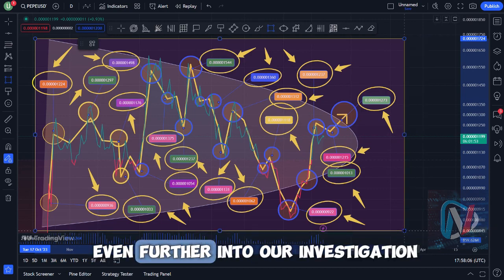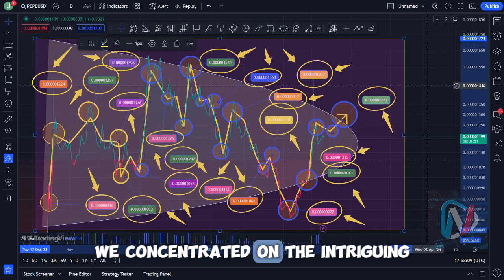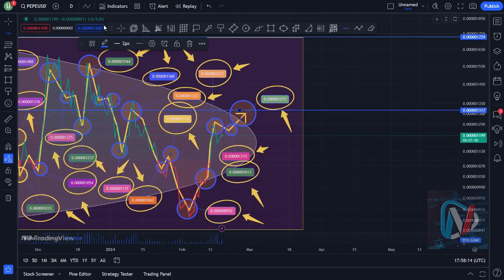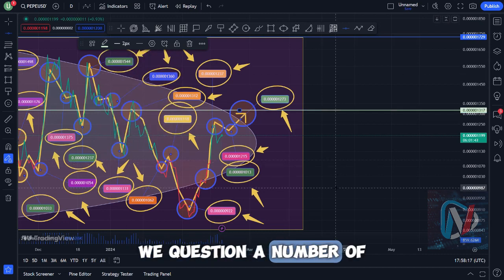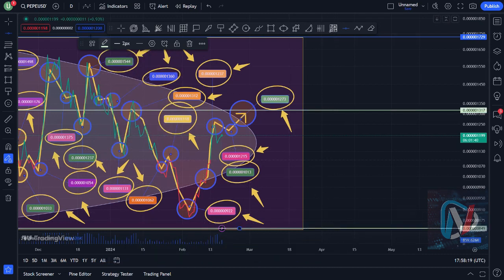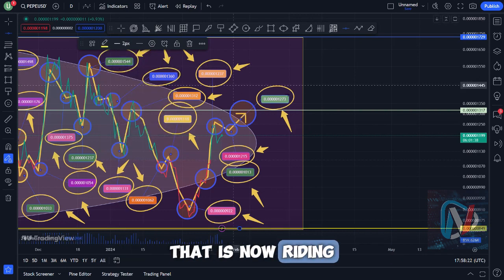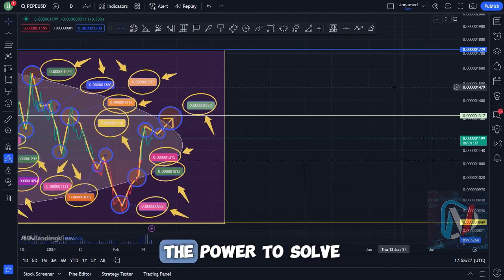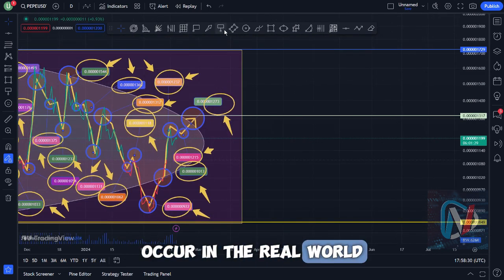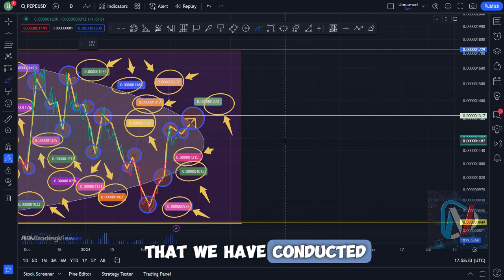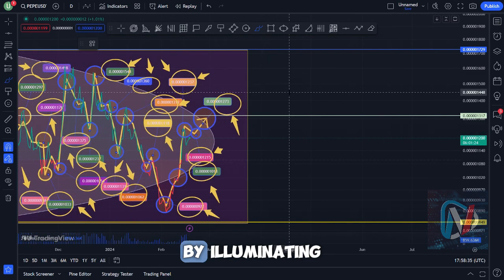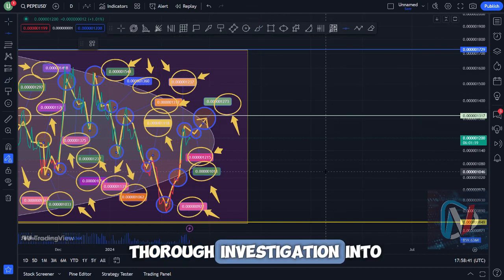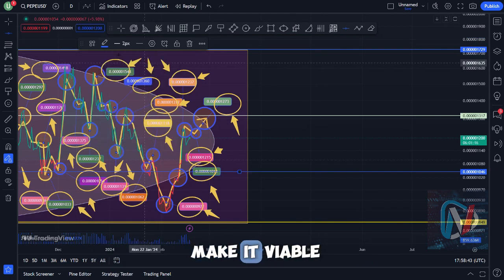In order to delve even further into our investigation, we concentrated on the intriguing use case of Pepecoin, as well as the technology that enables it to function. During this portion of our journey, we question a number of extremely significant questions. Pepecoin is a cryptocurrency that is now riding the wave of speculation that characterizes the cryptocurrency market. Does it have the power to solve problems that occur in the real world? The in-depth research that we have conducted will assist us in answering these concerns by illuminating the complexities of the use case for Pepecoin and by doing a thorough investigation into the technological foundations that make it viable.